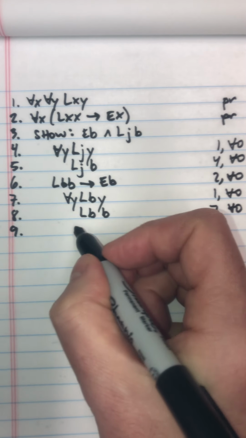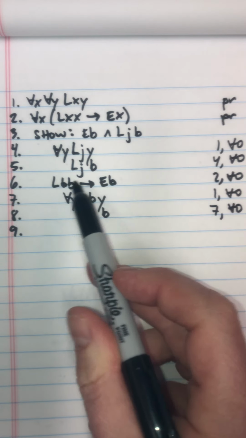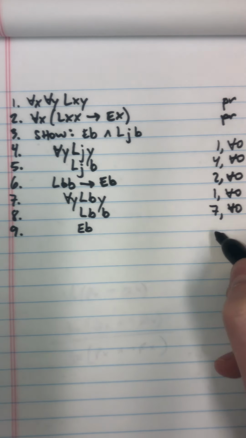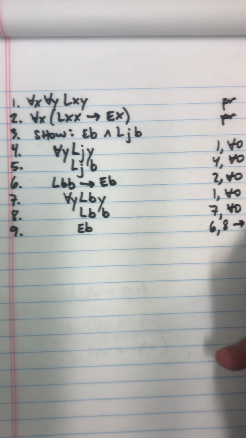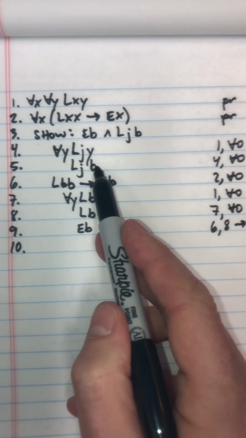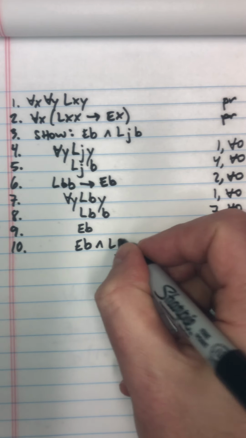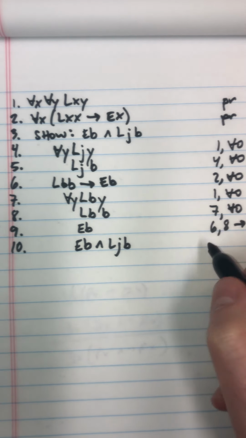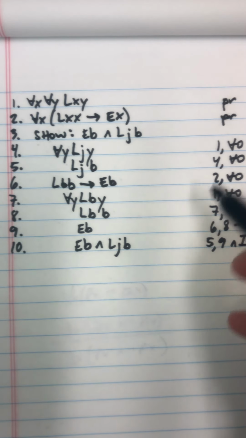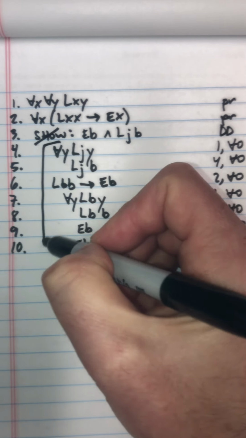Now we just have to put our parts together. We've got, oh sorry, not quite yet. Now we need to do arrow out. LBB, arrow EB, and LBB gives us EB. That comes from 6 and 8 by arrow out. Now we can put things together. So we've got EB and we have LJB, so we can put them together with an and to get EB and LJB. That comes from lines 5 and 9 by and in. And now our derivation's complete. It's a direct derivation, so we cancel and we box.